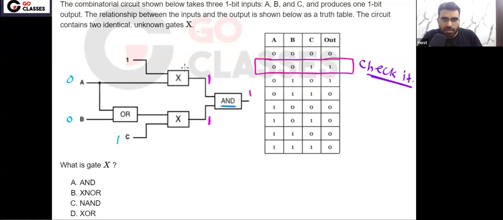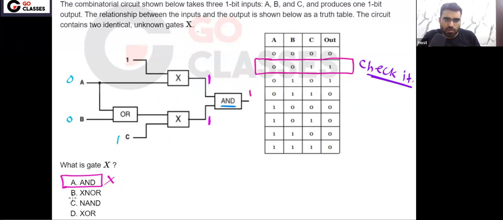Remember, the output of this X must be 1. So can I say that this option is gone? X equal to AND, this option is gone, yes or no? This option is eliminated because if you put an AND gate here, then 1 and 0 will be 0. Is this clear? Because of this row, this option is gone.